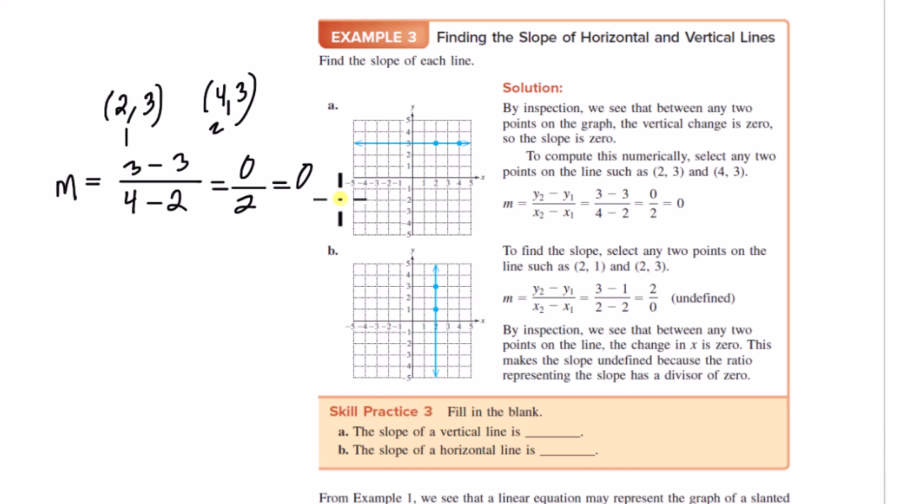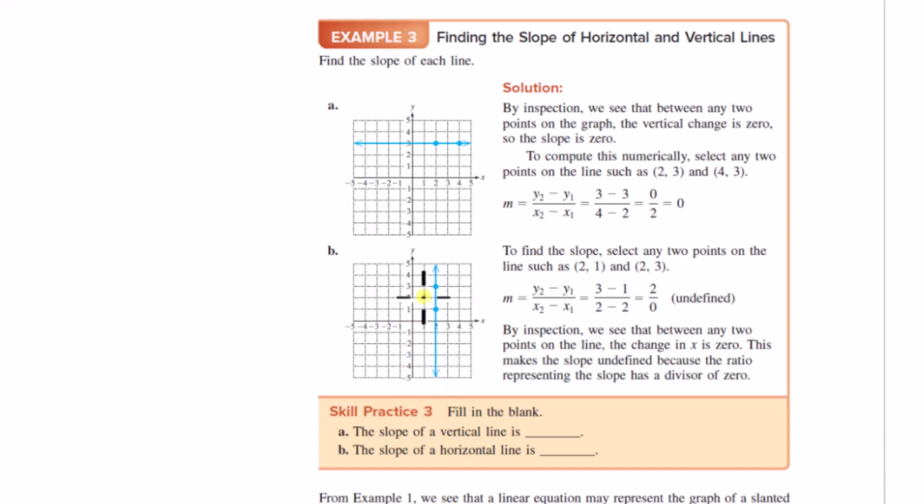So any horizontal line is going to have a slope equal to 0. Okay? Now what about a vertical line? Let's calculate the slope of the vertical line that goes through x is equal to 2. So the line with the equation x is equal to 2.